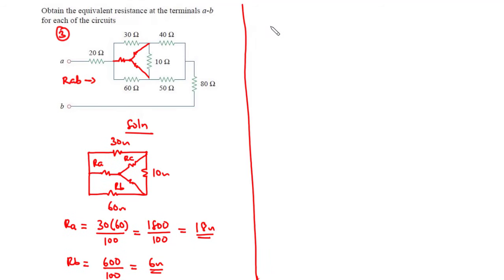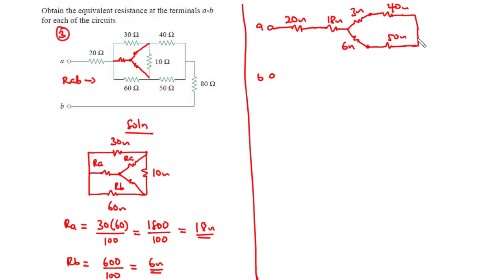Now let's redraw the circuit. So we have these to be the two terminals, A and then B. We have the 20 ohms resistor. And then we are going to introduce the star network. So we have this to be RA, RC, and then RB. RB is 6 ohms. RC is 3 ohms, and then RA is 18 ohms. And then we have this to be the 40 ohms, 50 ohms, 80 ohms, 80 ohms.